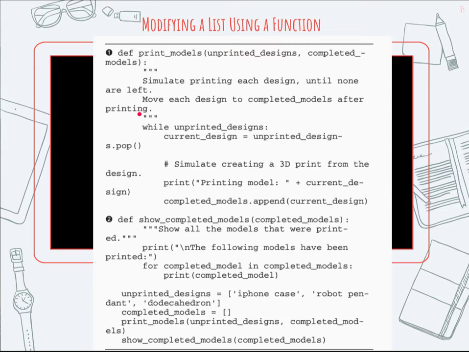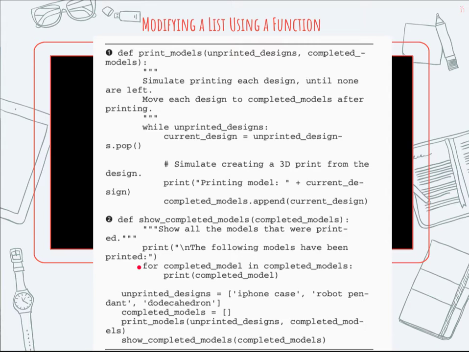So here's the doc string, and here's a loop popping unprinted design, printing current design, which is the popped one, and appending current design to completed models. Here's the second function where we define the function show completed models and have the parameter completed models. And so you can print each item in completed models using this function.